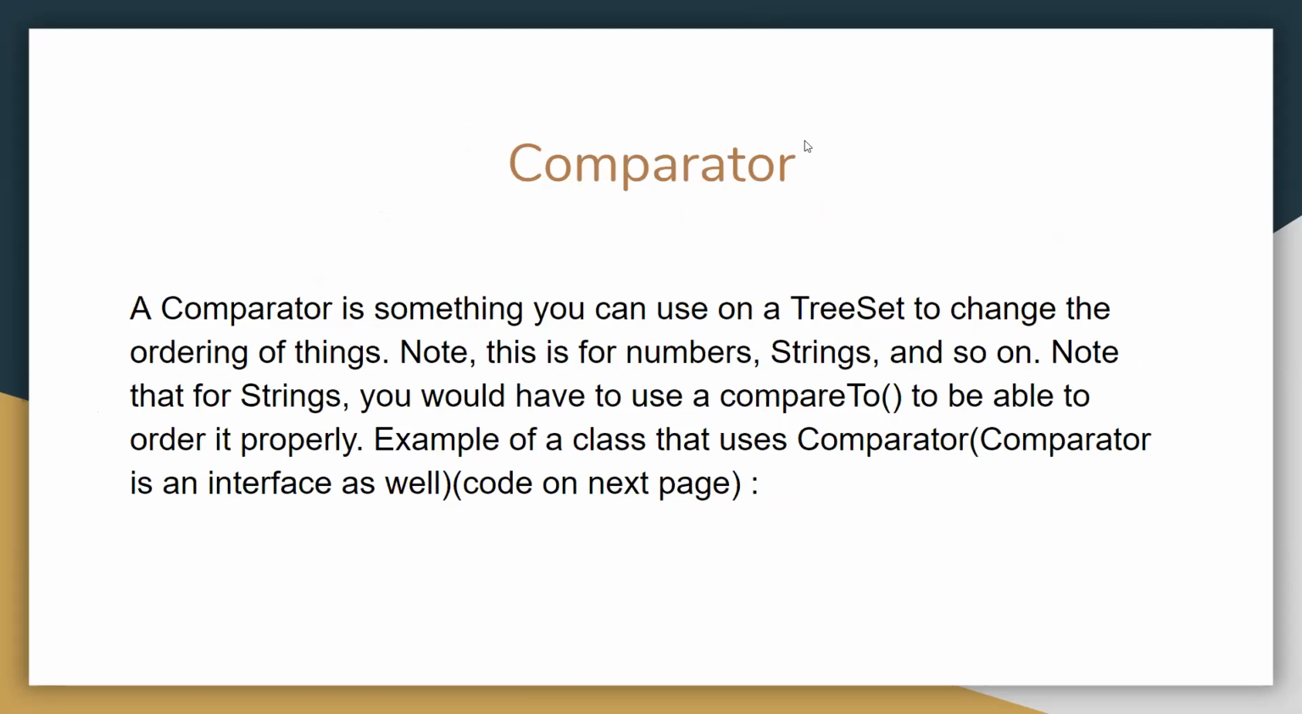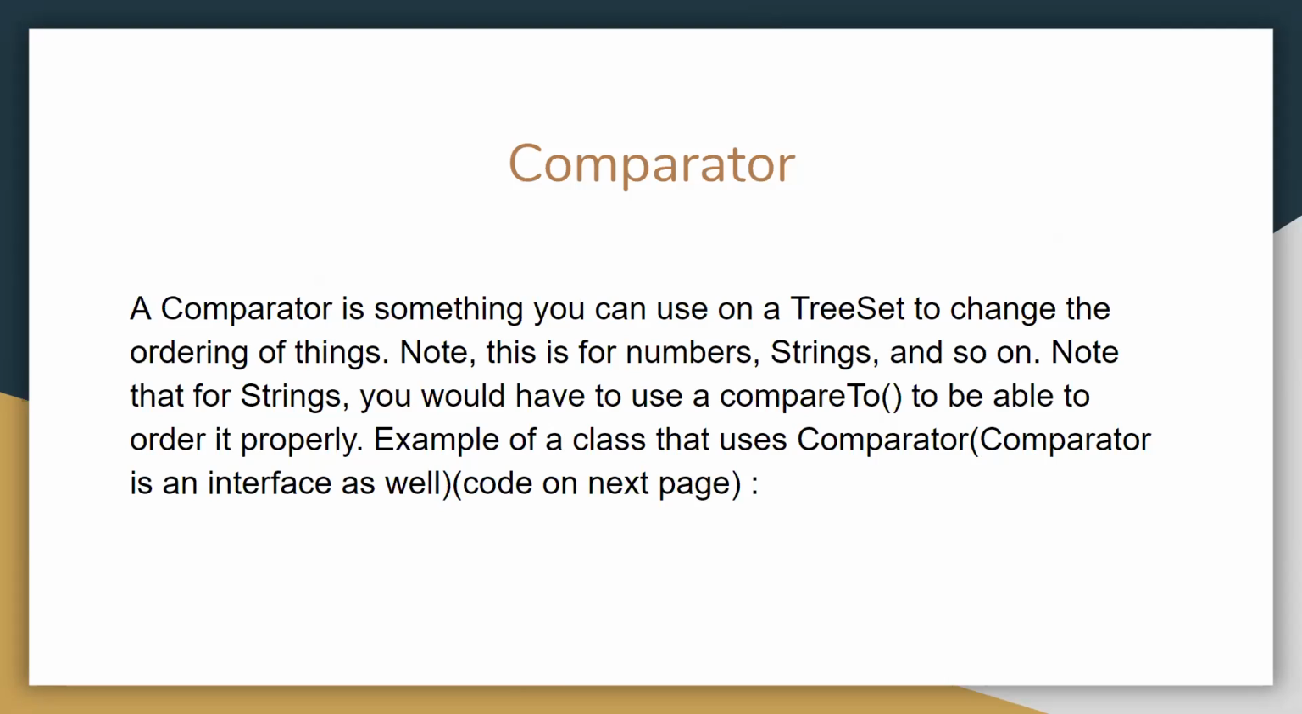Comparator. Okay, so there are like 3 or 4 structures that you're going to learn about with comparing, and this is the second or third one. A comparator is something you use on a tree set or a tree map, maybe, to change the ordering of things. Note, this is for numbers and strings and so on, since comparables are usually used for objects and comparator is used for everything else. You usually wouldn't use a comparator for objects.